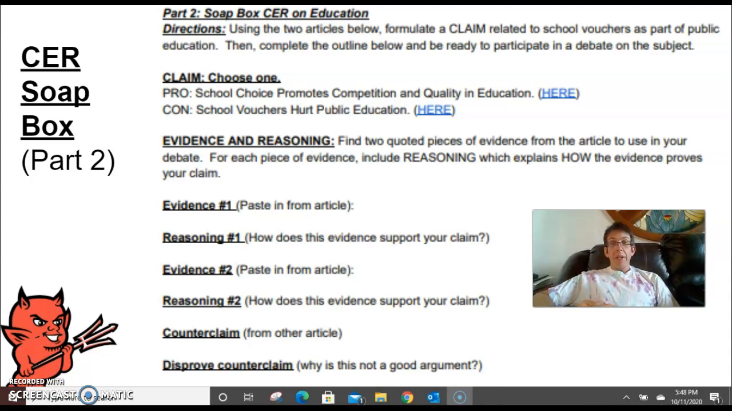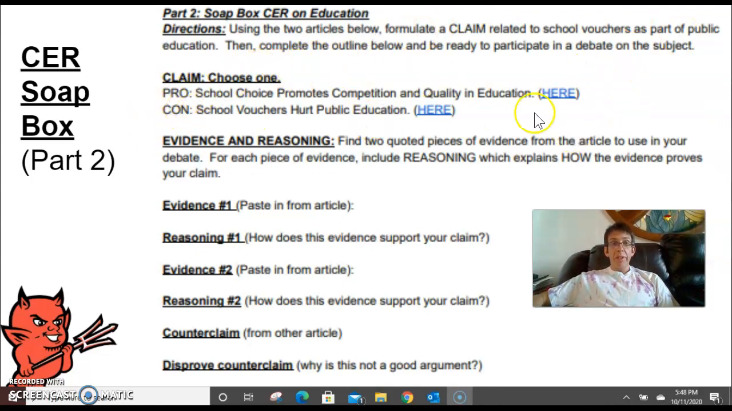But anyways, it's a very controversial topic, and it has to do with this idea of a command economy in education and whether or not we need to loosen up the reins a little bit as far as not dedicating as much money to education or depending more on our private sector for education. And so you get to choose one of these claims.